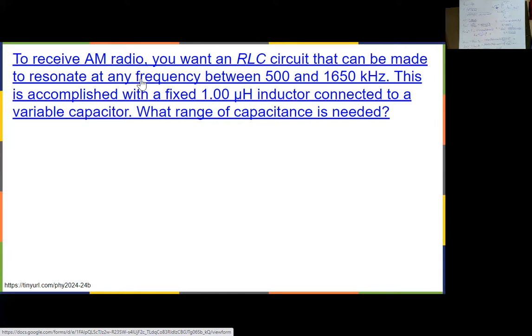Okay, so it says in this problem, to receive AM radio, you want an RLC circuit that can be made to resonate at any frequency between 500 and 1650 kilohertz. This is accomplished with a fixed inductor of 1.00 microhenry connected to a variable capacitor. All right, so you can change the capacitor value. What range of capacitance is needed in this case?